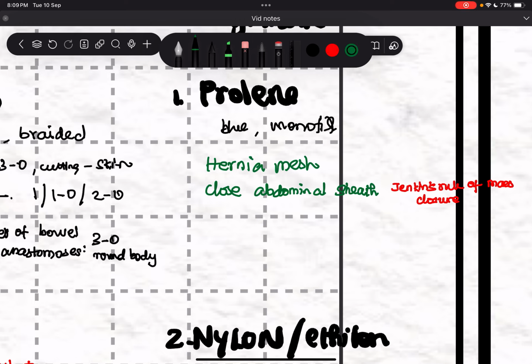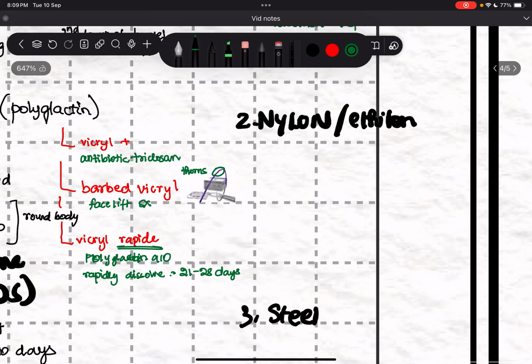Now, the other uses are vascular repair. Then nylon. Nylon is a monofilament suture. It is used in skin suture. The finer ones like 10O are used for cataract suture, and then nerve and tendon repair.